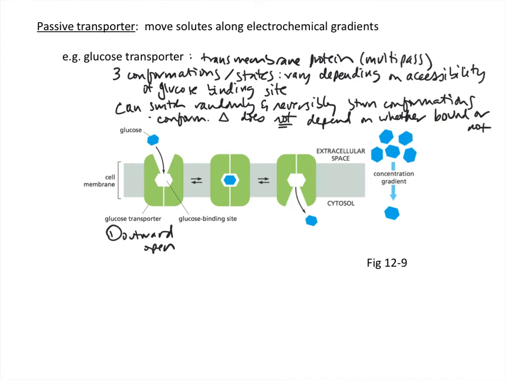Again, this is going to open randomly. And so if glucose is present and happens to sneak in and bind at the binding site, then we'll go on to the next step. If there's no glucose that comes into the binding site, though, then it will still go on to the next state.